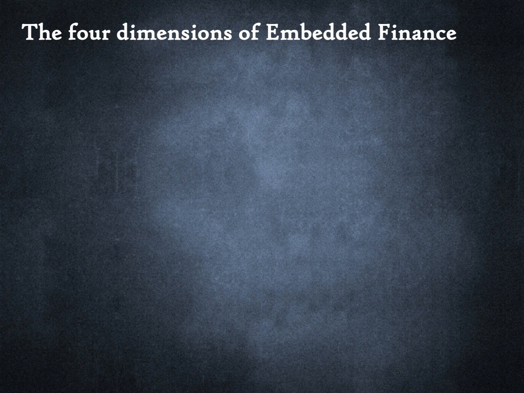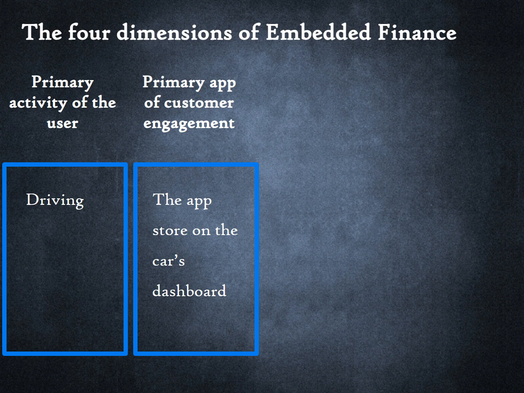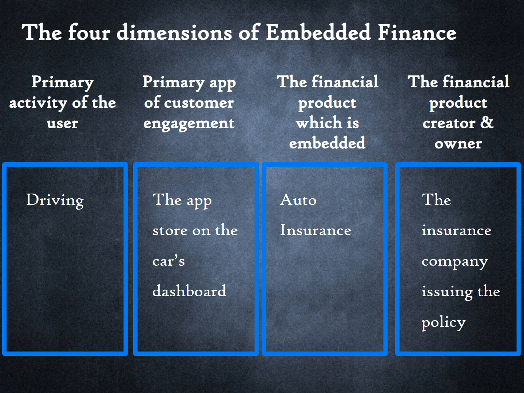The first dimension is the primary activity the user is engaged in, which is driving in our example. The second dimension is the primary app of engagement, in this case, the App Store on the dashboard. The third dimension is the financial product, which is embedded in the app of engagement. In this case, it is the car insurance policy. The fourth dimension is the creator of the financial product, which in this case is the insurance company that is issuing the policy behind the scenes.